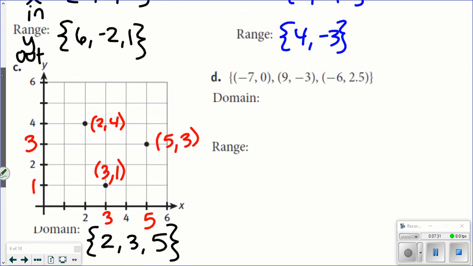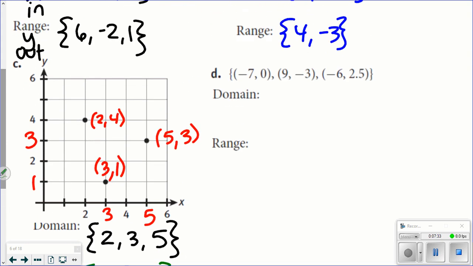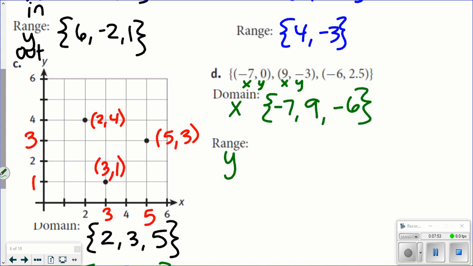Okay? Letter D. Remember, X, Y, X, Y. Domain is X, range is Y, input, output. So my domain is -7, 9, and -6. Your range, 0, -3, and 2.5.